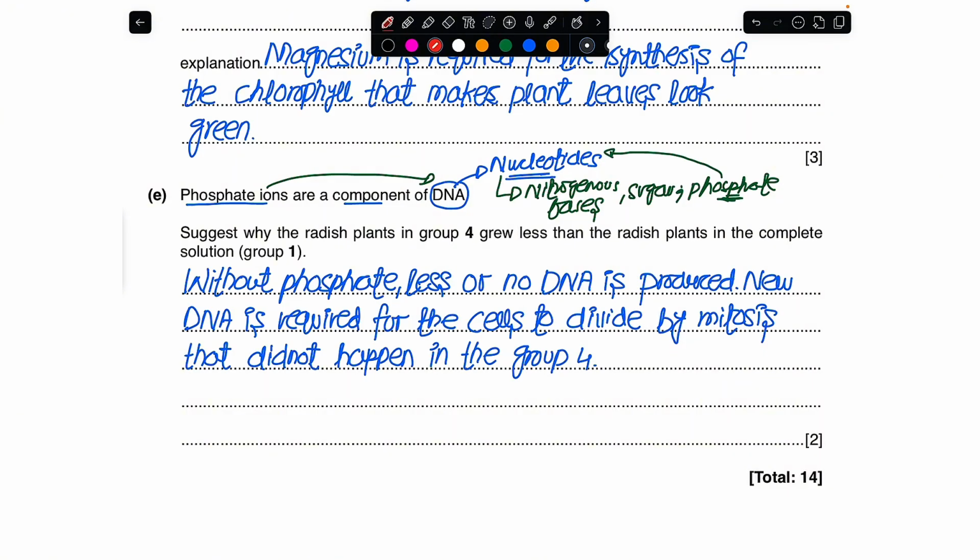Now they are asking us to suggest why the radish plants in group 4 grew less than the radish plants in the complete solution. Now you know that for growth, mitosis has to happen, where we have the parent cell at the top and it divides to make two identical daughter cells, such that the genetic information which the daughter cells receive is the same as in the parent cell.